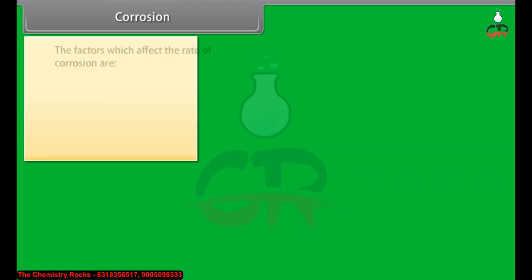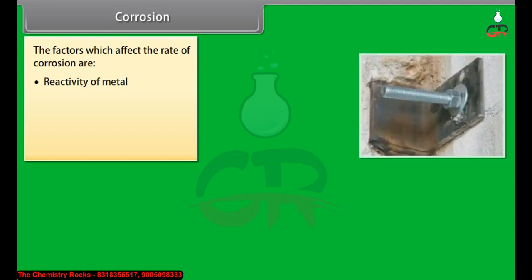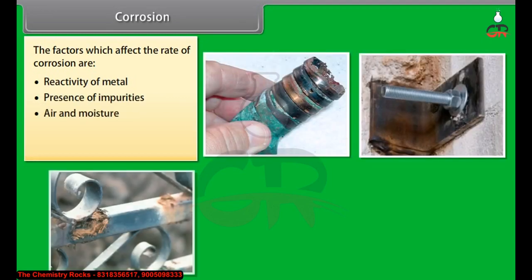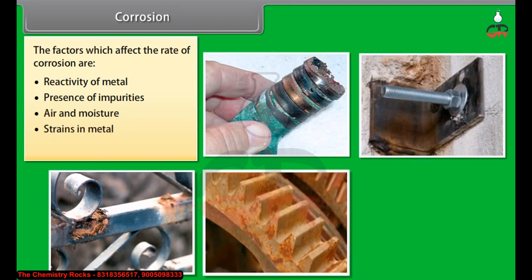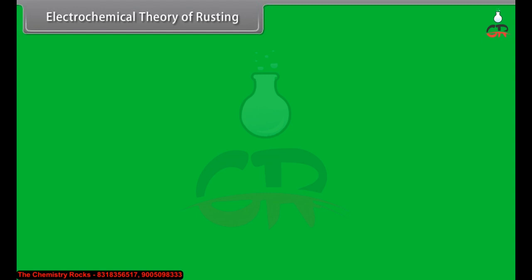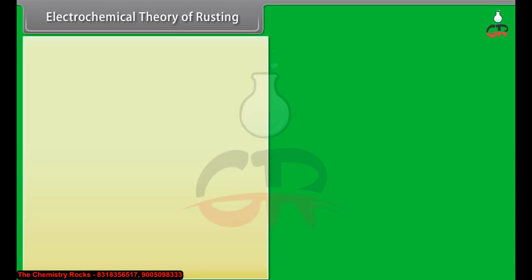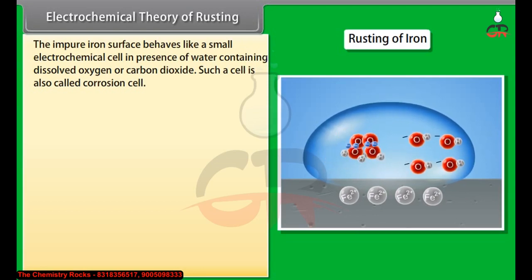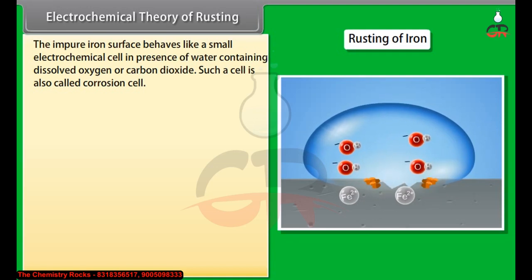The factors which affect the rate of corrosion are reactivity of metal, presence of impurities, air and moisture, strains in metal, and presence of electrolyte. Electrochemical theory of rusting. According to this theory, the impure iron surface behaves like a small electrochemical cell in presence of water containing dissolved oxygen or carbon dioxide.